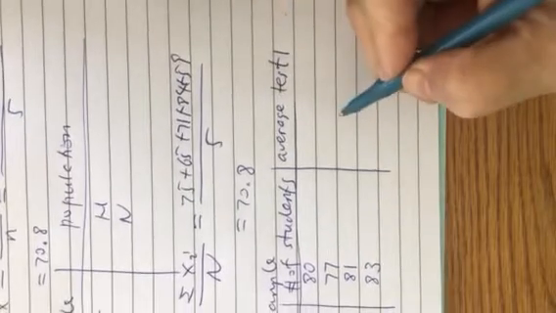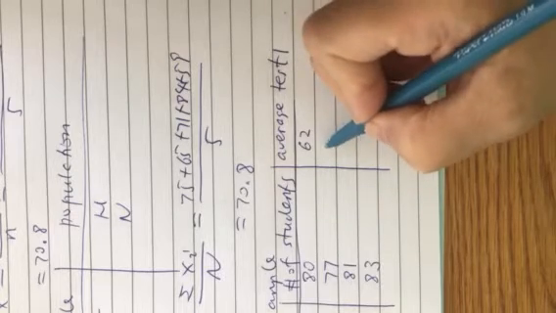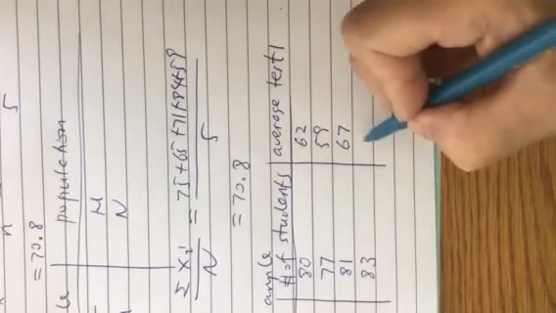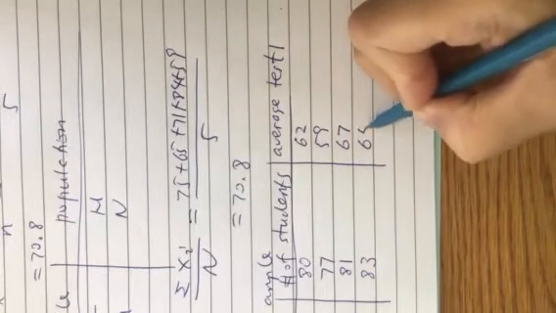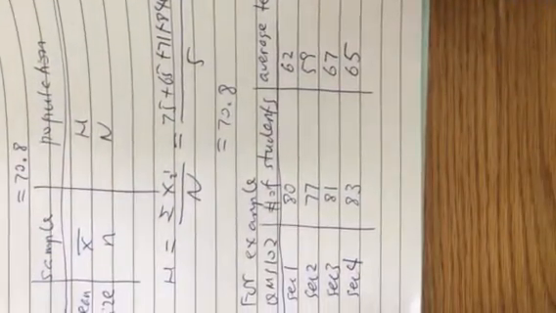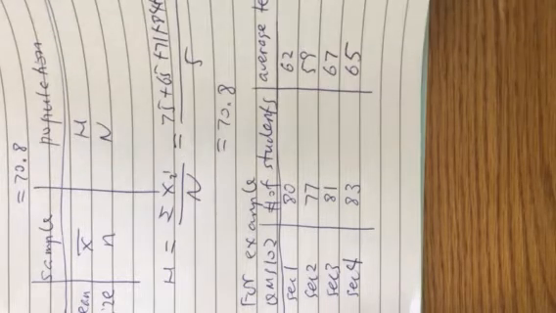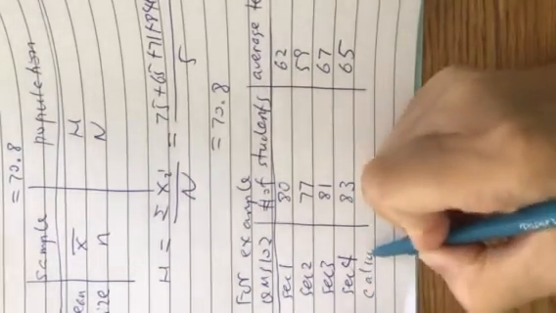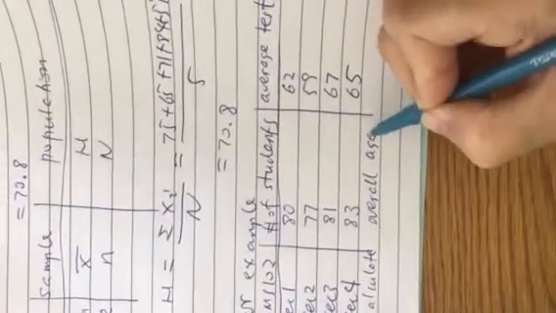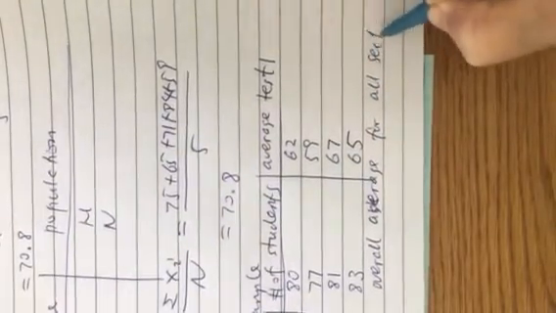Average test 1: for Section 1, it is 62. Section 2, 59. Section 3, 67. Section 4, the class average, 65. Okay, so those are the given data. Now I ask you to calculate the overall average for all sections.